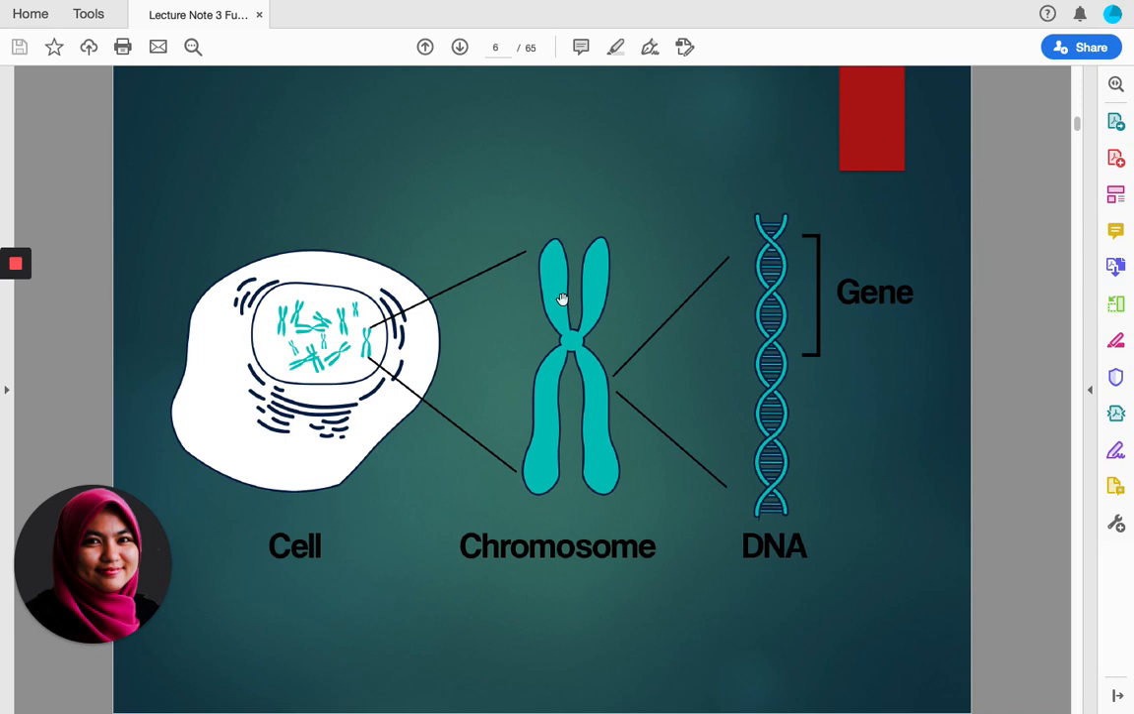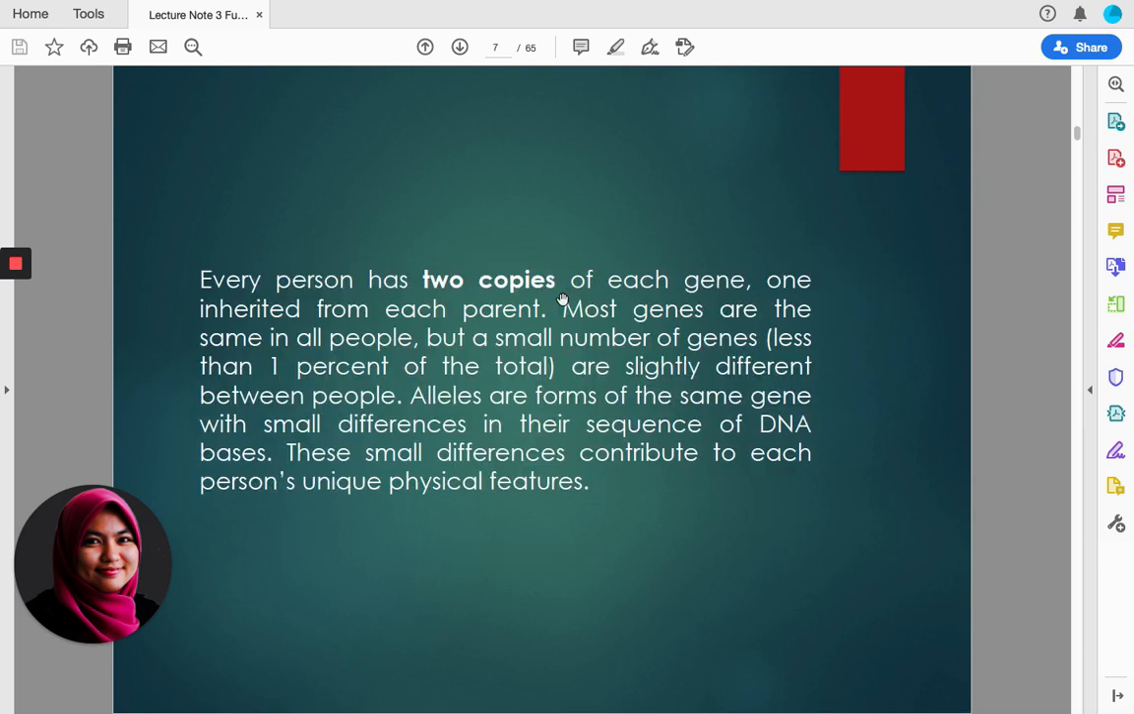To make it further detailed, chromosomes are made up of DNA, and inside DNA are all the genes, the genetic information. Every person has two copies of each gene, one inherited from each parent. Most genes are the same in all people, but a small number of genes, less than 1% of the total, are slightly different between people. Alleles are forms of the same gene with small differences in their sequence of DNA bases. DNA is deoxyribonucleic acid. These small differences contribute to each person's unique physical features.